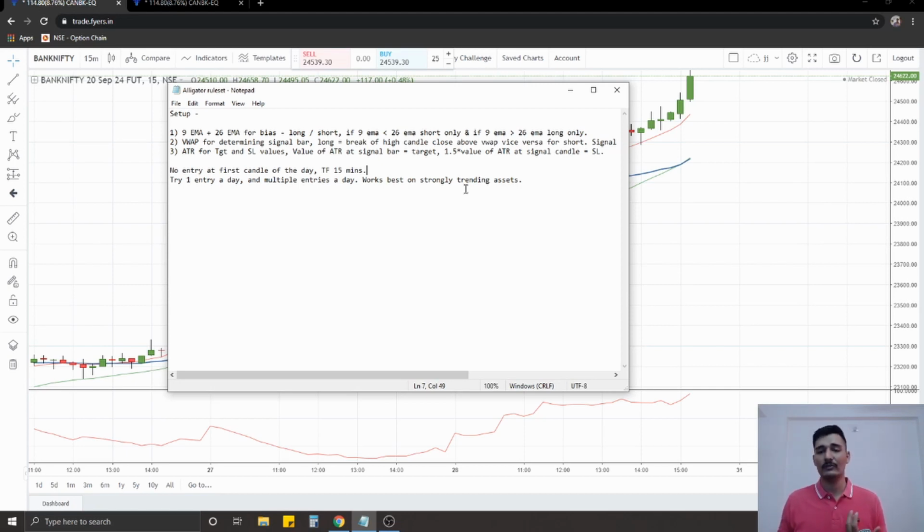So if the ATR values are quite high, you can expect bigger targets. If the ATR values are quite low or it is sinking down, you can expect a constricted range bound candle formation, and as a result you can go for smaller targets.